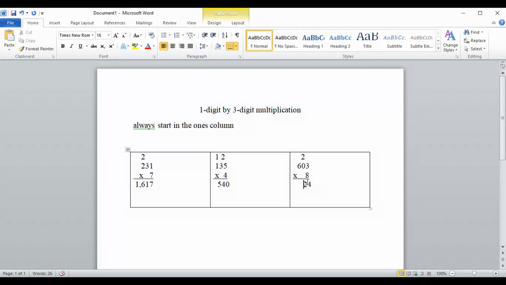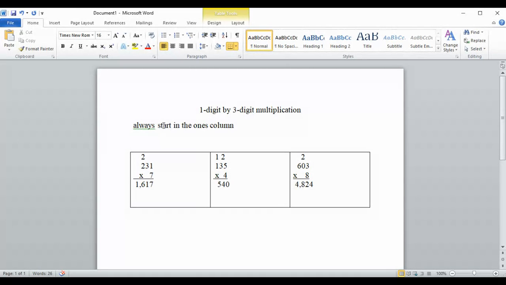And next, we're going to say 8 times 6. And 8 times 6 is 48. So it's going to look like this, 48. So our final answer is 4,824. So that's how you multiply one digit by three digits.